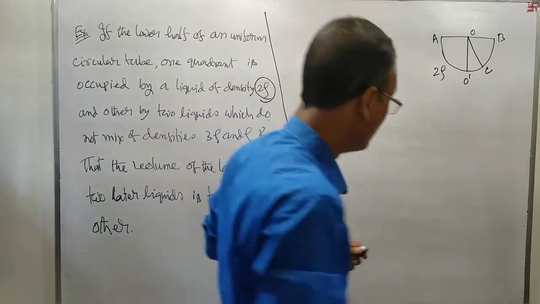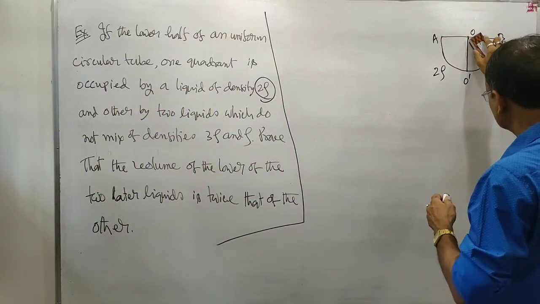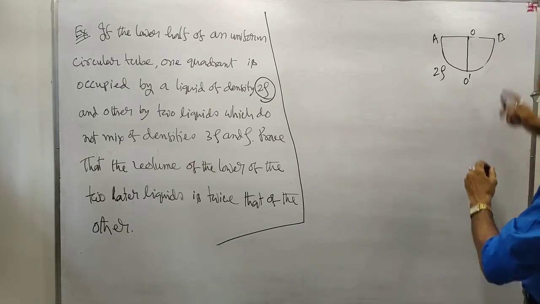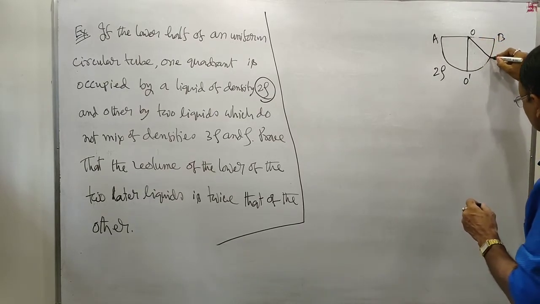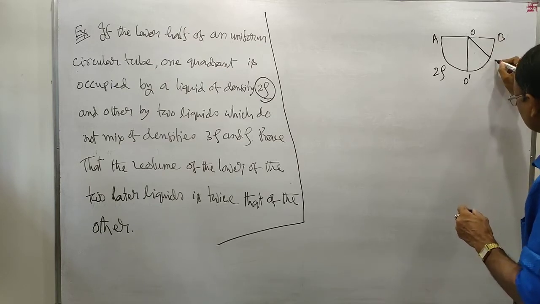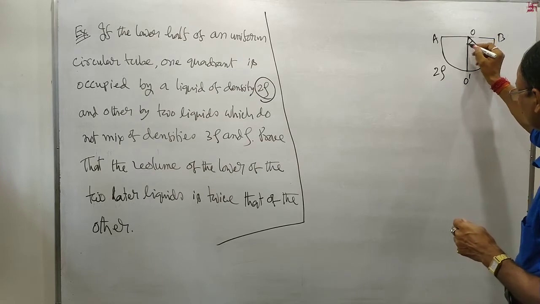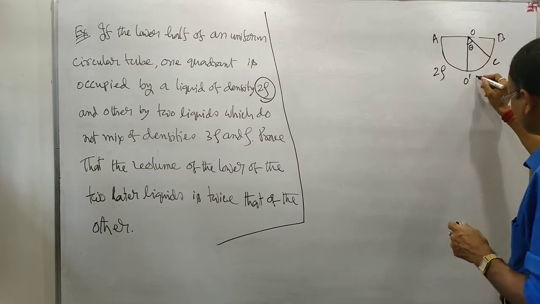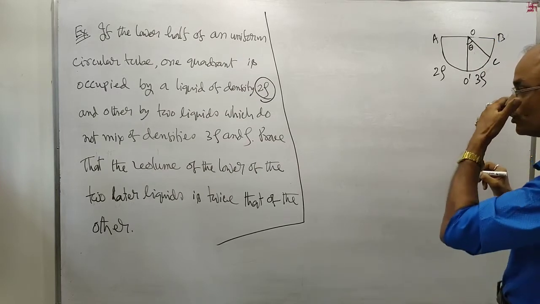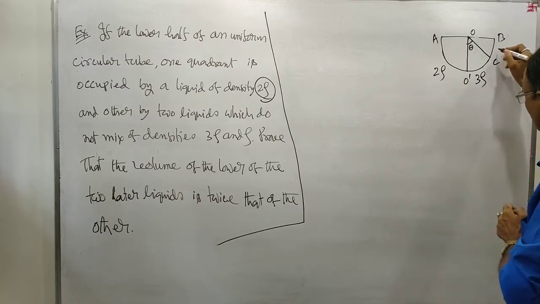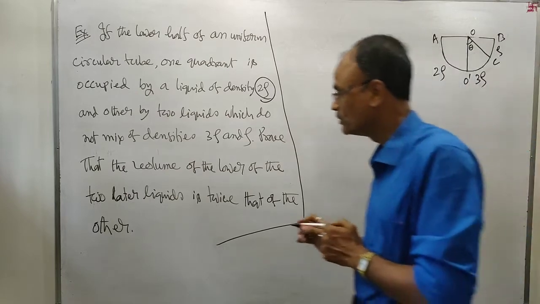Since we have to find the volume, you see here in the diagram, we should write like this also. Yes. Suppose this is theta. It is occupied by liquids of density thrice rho.